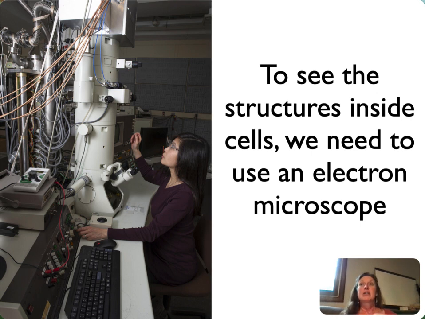Think about looking at headlights on a car from a distance. At a distance, it may look like one light source, but as the car gets closer to you, you're able to distinguish the two headlights separately. That's what the electron microscope allows us to do.